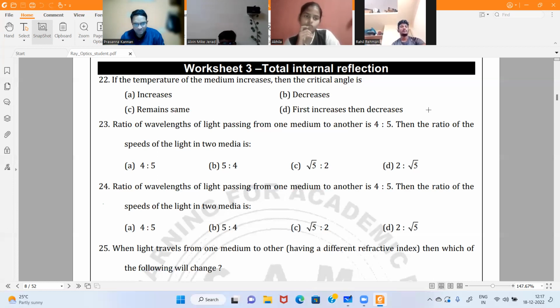Next question, make a small change. First part is the same. Ratio of wavelength of light passing from one medium to another is 4:5. Then the ratio of the refractive indices of light in the two media.